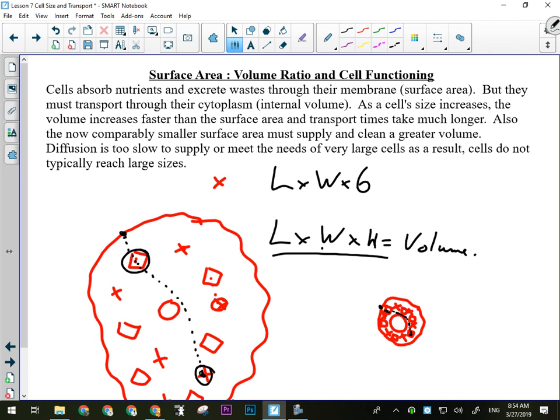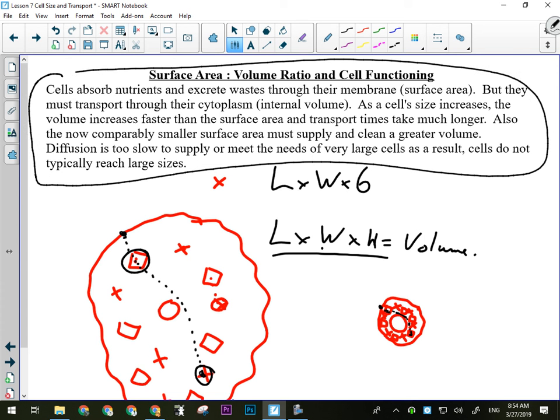All right, so the background information that we need is this paragraph right here. Cells absorb nutrients and excrete wastes. So this is kind of going both ways. It's not just about acquiring stuff, it's also about getting rid of waste. If you've got a bunch of waste products inside the cell and it's taking them a long time to get out, they can poison the cell. We want them out of there fast, right? So they do that through their membrane, which is their surface area, but they have to transport that through their cytoplasm, which is their internal volume.